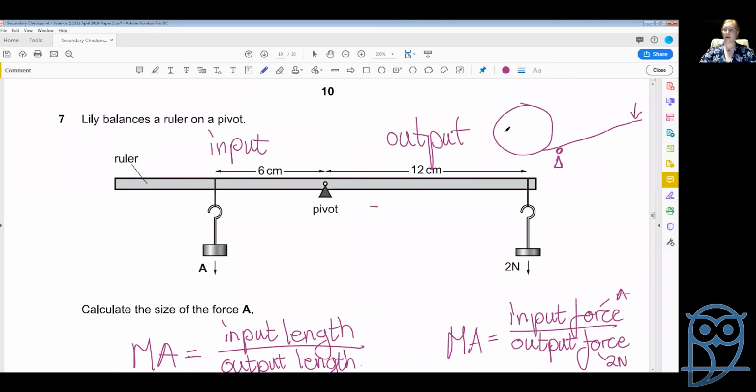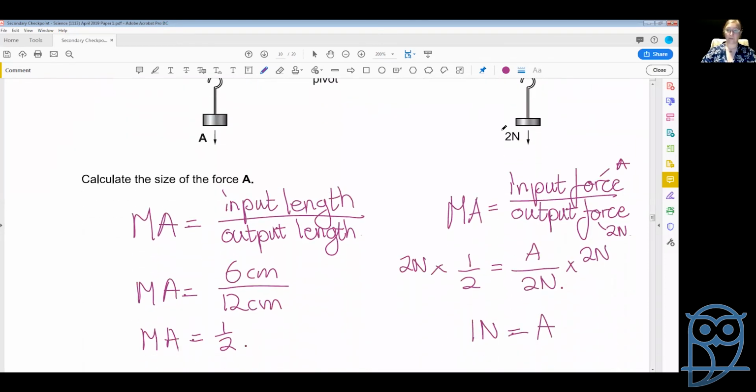We've got 2 formulas we can use to work it out. Our formulas are basically whatever we input over whatever we output, and that is our mechanical advantage. So there are 2 different formulas. We can use our input length over our output length, or our input force over our output force. So those are the formulas that I used here.